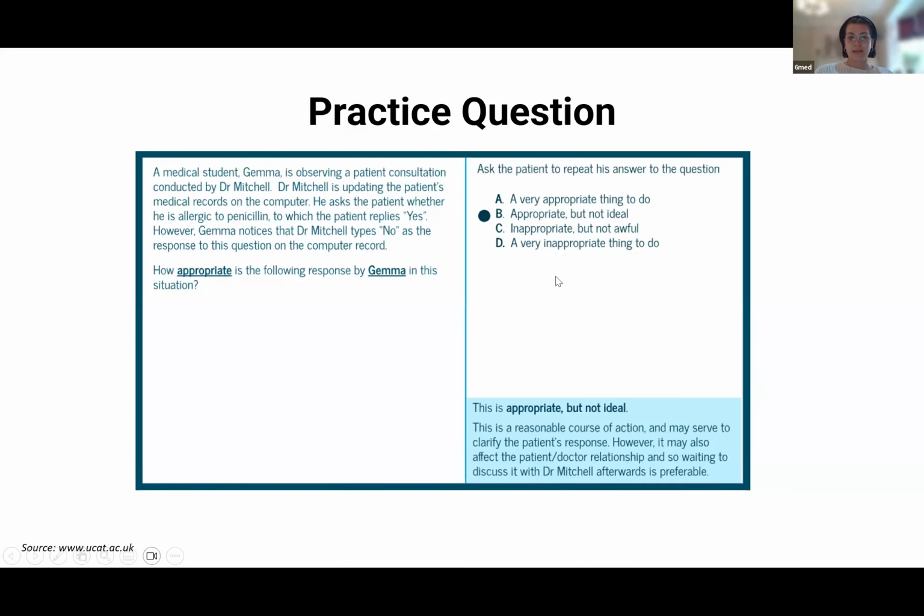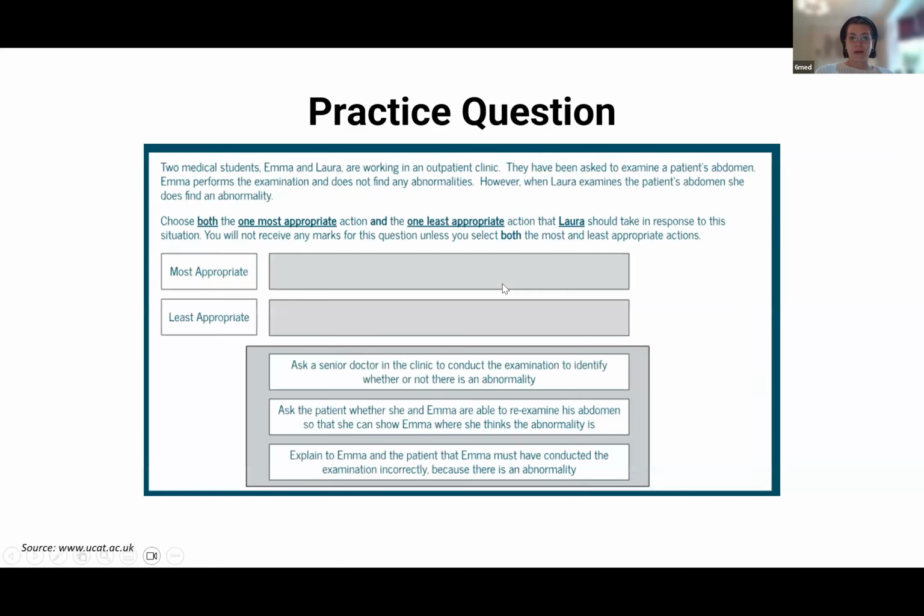So hopefully that will make sense. And this is the last question. This is kind of a slightly different layout, so I thought I'd just include it as well. I'll give you 30 seconds to have a read.